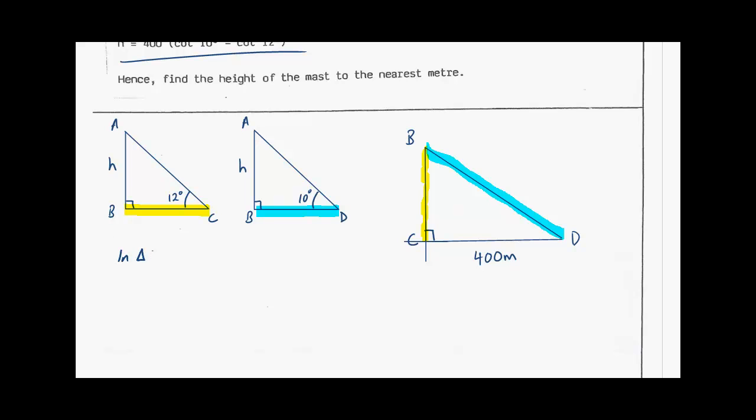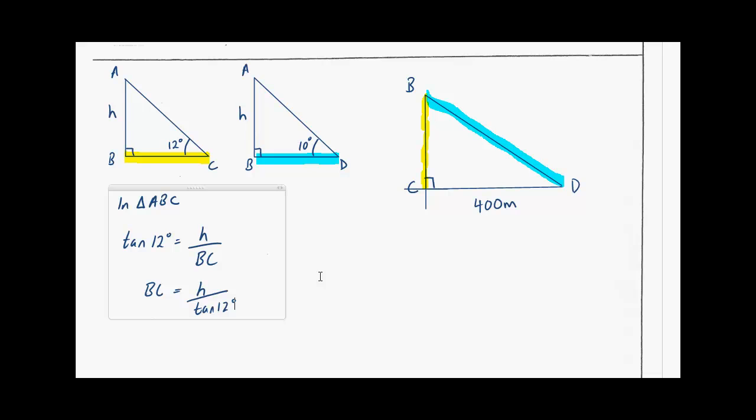In triangle ABC, we've got tan 12 degrees is equal to H over BC. Rearranging that, we get that BC is equal to H over tan 12 degrees. And because we know that 1 over tan is cot, we know that BC is H cot 12 degrees. Okay, we can do a similar thing for the second triangle.